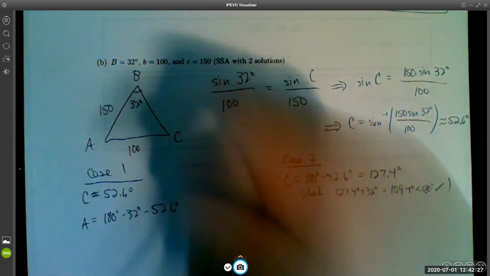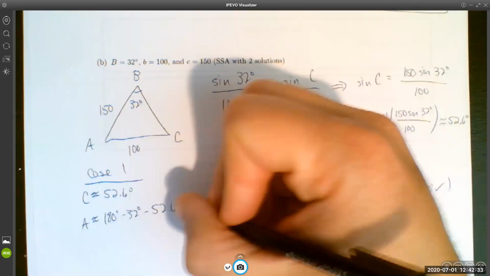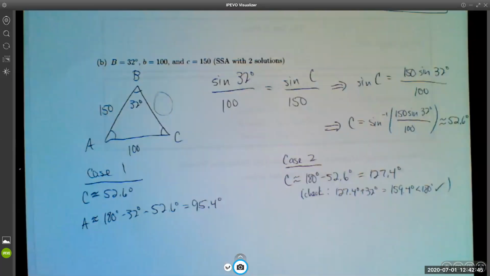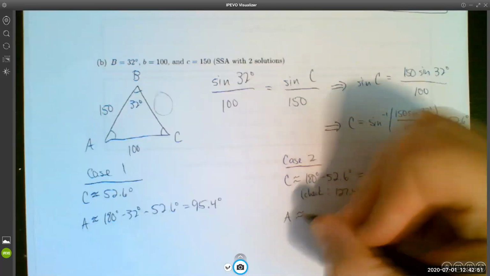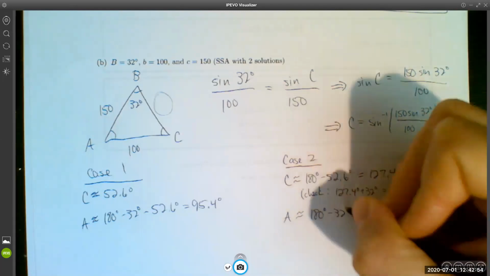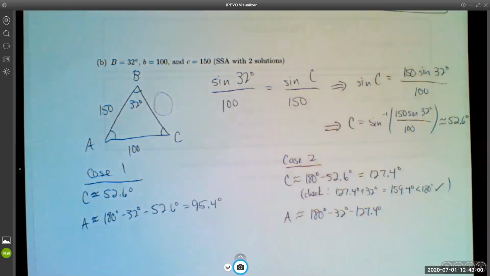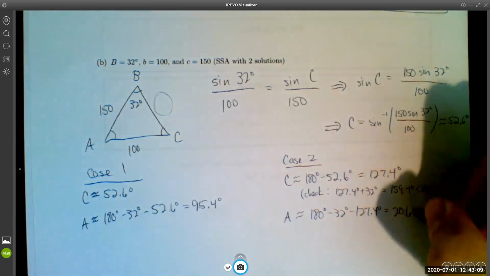Well, it's going to be approximately this amount, since C is only approximately 52.6. But this would equal 95.4 degrees, okay? So we've solved for C, we've solved for A. The only thing we have left to solve for is side A over here, which we'll do in a second. For case 2, if C is 127.4, then that would mean A would be approximately 180 minus 32 minus 127.4. That's 20.6. Okay, so that's the other possibility.